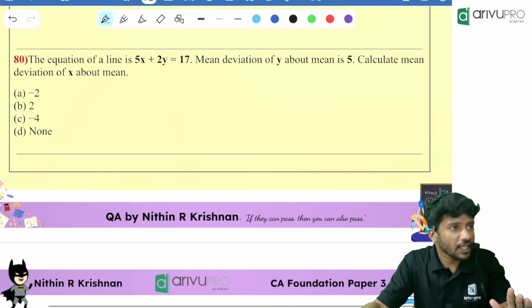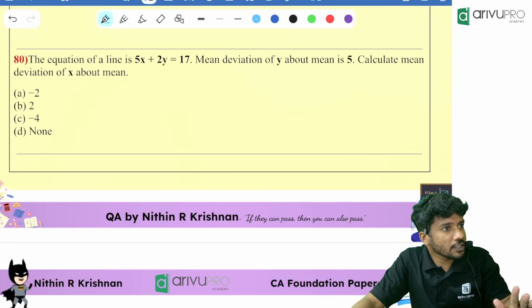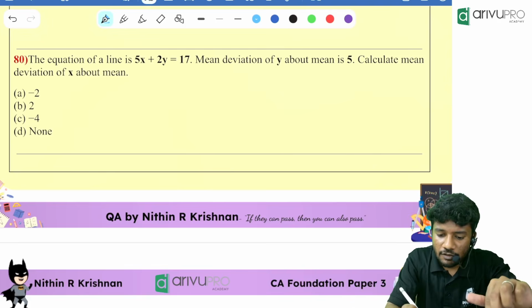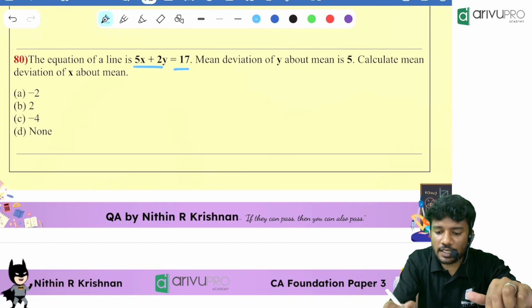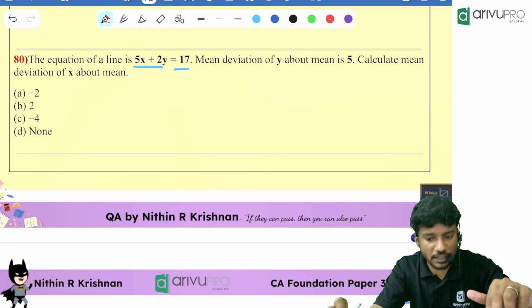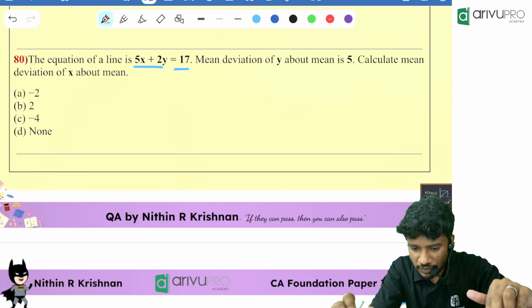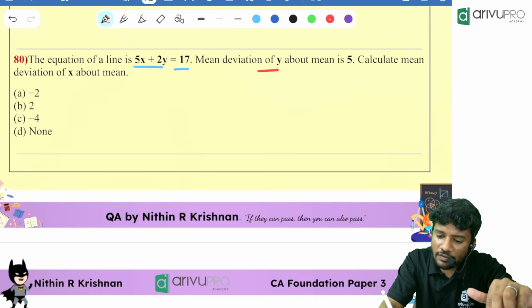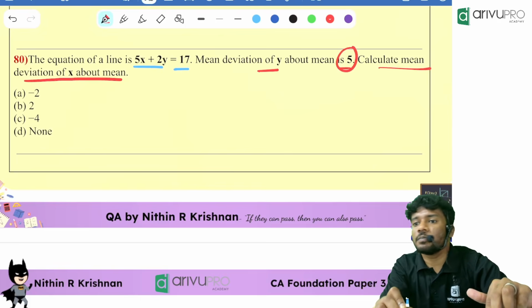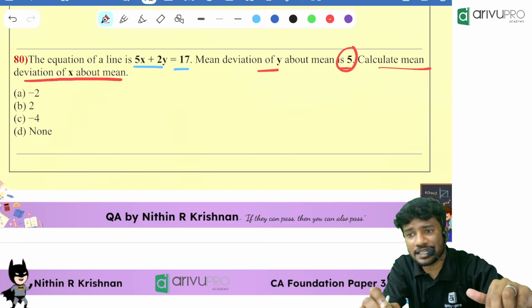First question. Everyone read the question. Try to get me the answer. The equation of a line is 5x plus 2y is equal to 17. Mean deviation of y about mean is 5. Calculate mean deviation of x about mean is the question. Okay, that is the question.